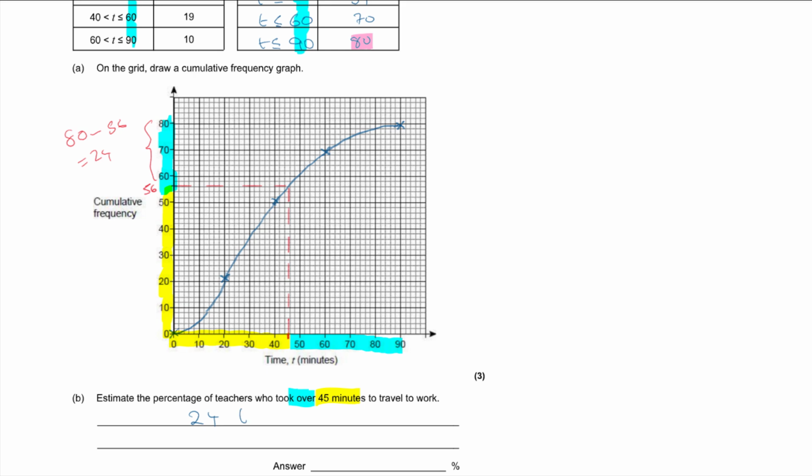So 24 teachers. I think it wants us in a percentage sort of form here. Estimate the percentage of teachers. So if there are 24 teachers and there are 80 teachers altogether, so the percentage is going to be 24 over 80. Then is it written as a percentage? What's that then? 24 over 80 times 100. 24 divided by 80 times 100. I make that 30. That's 30%.